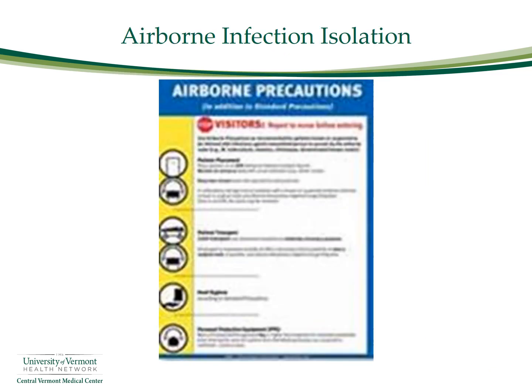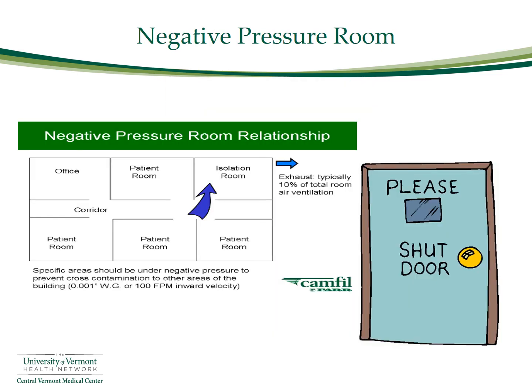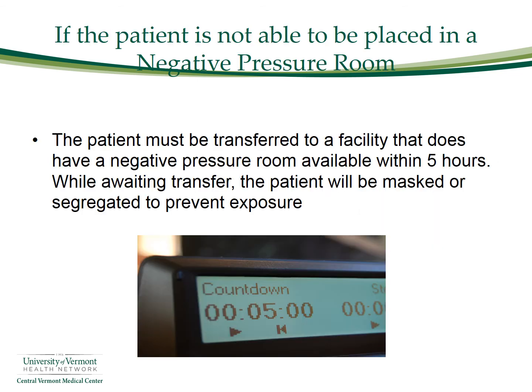Staff will hang the blue airborne precaution sign on the door, alerting all visitors and staff of the need for precautions. Patients that are suspected or known to have TB must be placed in a negative pressure room. Please do not forget that all of the doors must be closed in order for the negative pressure to work. If for any reason we do not have a negative pressure room available, the patient must be transferred to a facility that does within 5 hours. While waiting for transfer, the patient will be masked or segregated to prevent exposure.